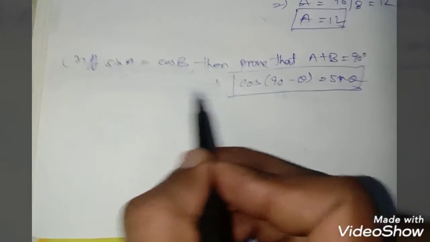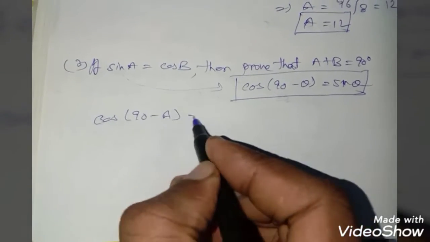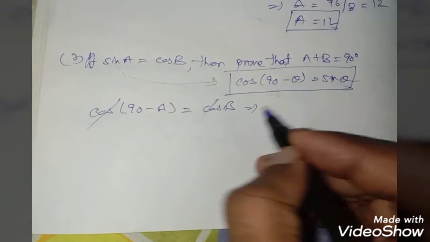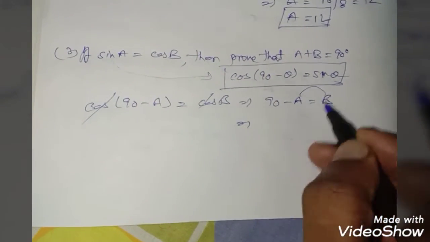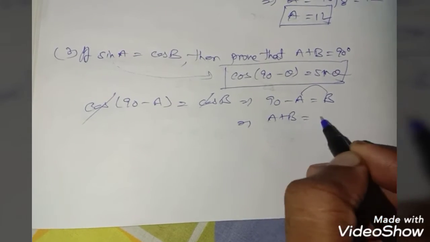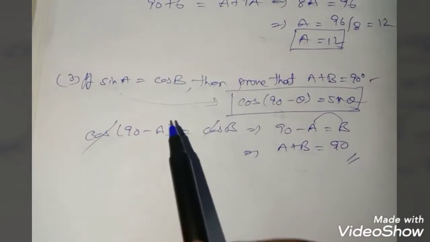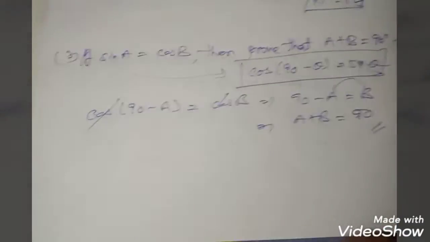So here left side I can write this one as cos 90 minus A is equal to cos B. Now both sides cos, I can cancel this. What is left here? 90 minus A is equal to B. If I send this A here, you will get A plus B is equal to 90 degrees. So like this we are proving the value. So these all questions will come either in 1 mark or 2 marks.